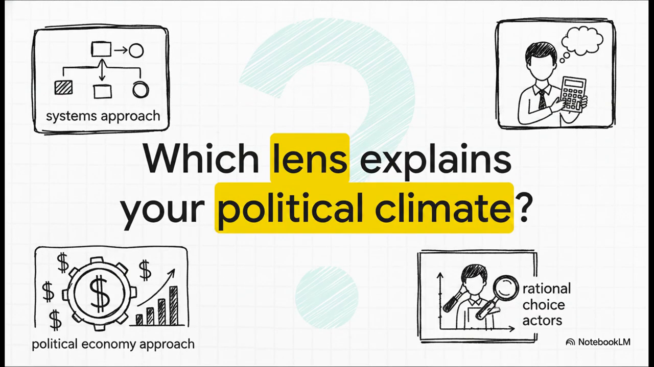So, before you pack up your notes and leave this lecture, I want to challenge you with this. Take these tools out into the real world. Looking at your own government today, right now, which of these lenses best explains your political reality? Is it the systems approach, constantly processing public demands, the political economy approach, driven by who holds the economic power, or rational choice actors simply maximizing their own benefits?